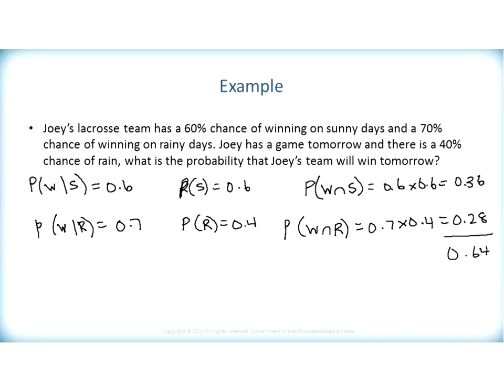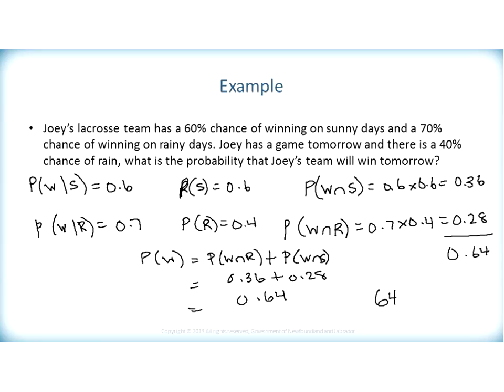Because he can win when it's raining, the probability of him winning is equal to, he can win when it's raining, or he can win when it's sunny, which gives us 0.36 plus 0.28, 0.64, or a 64% chance that Joey's lacrosse team will win tomorrow.